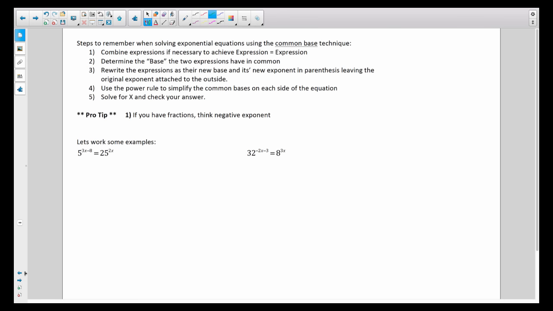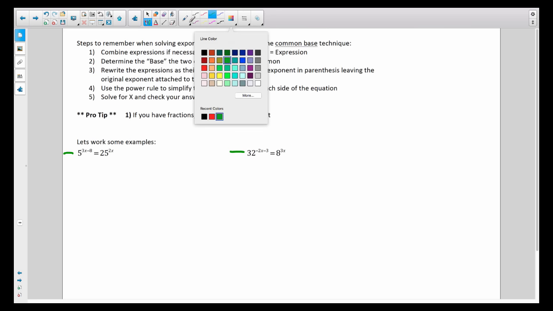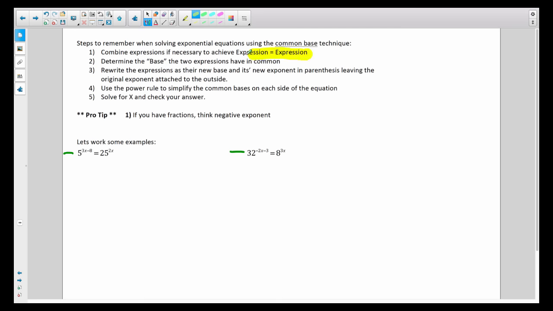Okay, so here are the steps we're going to use to solve these 2 examples, and then about 5 more that have unique features with them. So number 1, if there's any combining to be done, we do that, because what's really important is we want it to be expression equals expression. Then we're going to try to find something in common called the common base. Step 3, we will now rewrite these in the same base, but we won't disregard the original exponent. We'll keep that on the outside of the parentheses, and then we'll use the power rule and then solve for x. Power rule, solve for x.